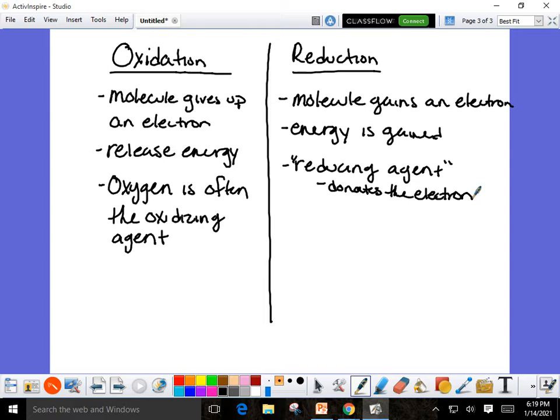Okay. And the oxidizing agent, let me just make sure I got this correct. The molecule that takes the electron. Okay, so oxygen is going to take the electron.